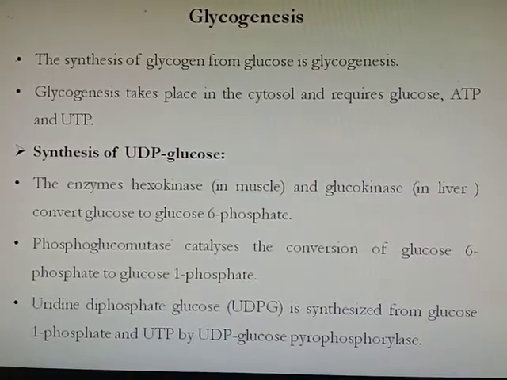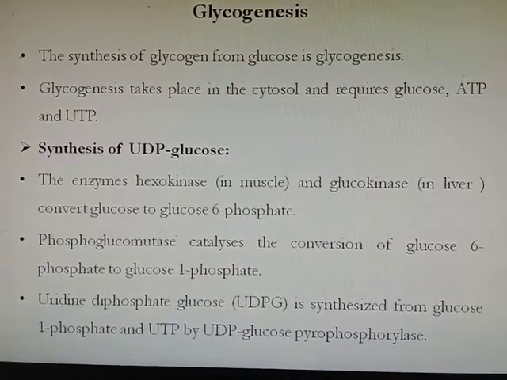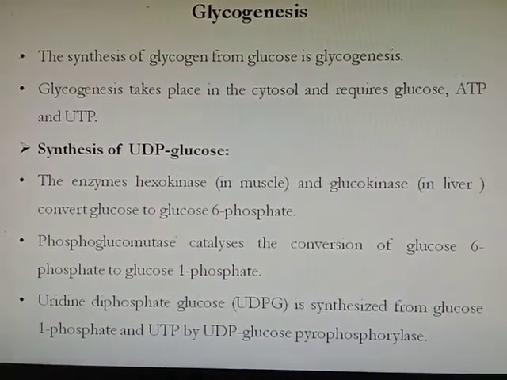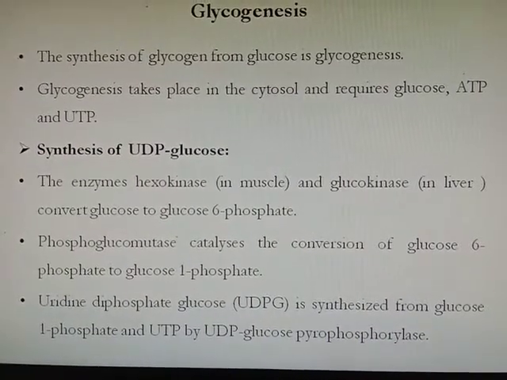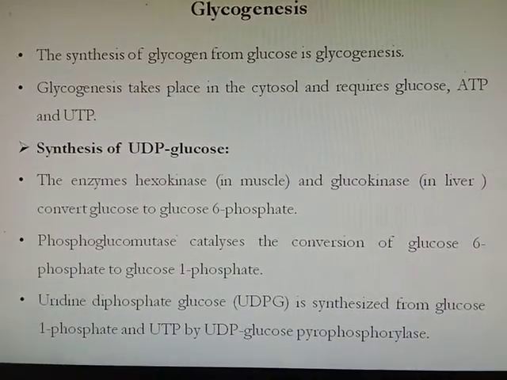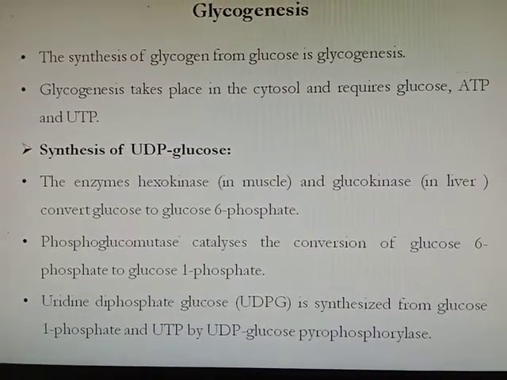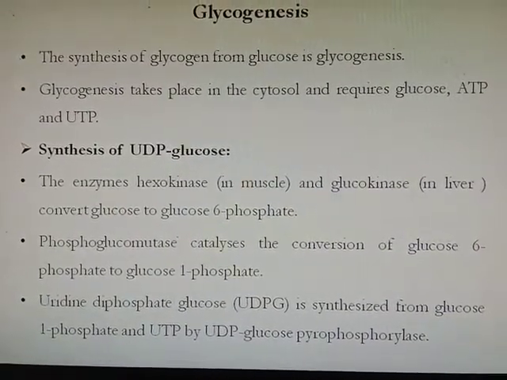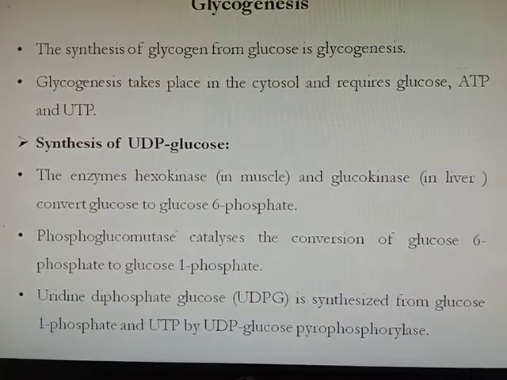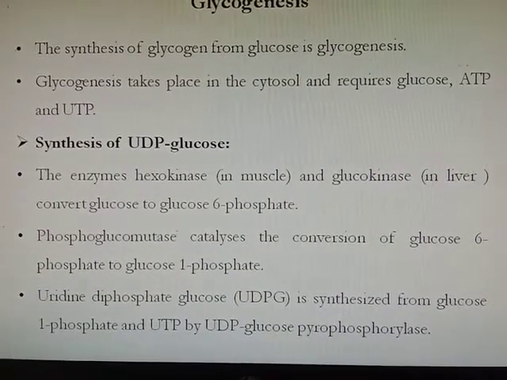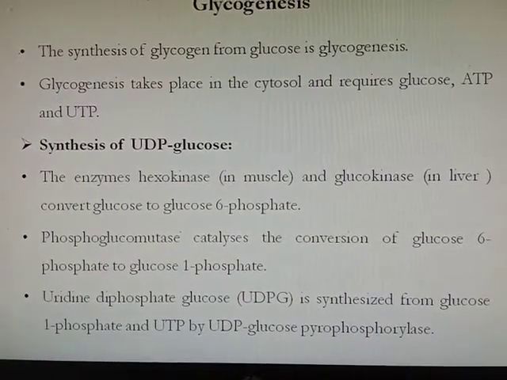The enzyme hexokinase in muscle and glucokinase in liver convert glucose to glucose 6 phosphate. Then the enzyme phosphoglucomutase catalyzes the conversion of glucose 6 phosphate to glucose 1 phosphate. Then uridine diphosphate glucose is synthesized from glucose 1 phosphate and UTP by the enzyme UDP glucose pyrophosphorylase. So here glucose is converted into glucose 6 phosphate, which is then isomerized to glucose 1 phosphate, and then it forms UDP glucose by the enzyme UDP glucose pyrophosphorylase.